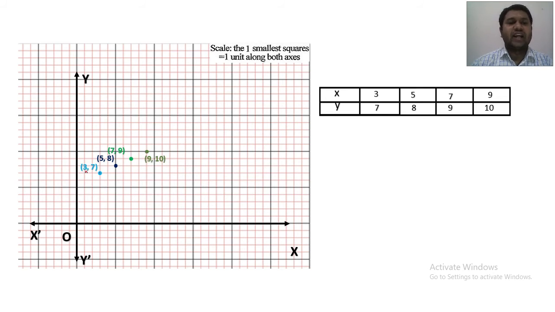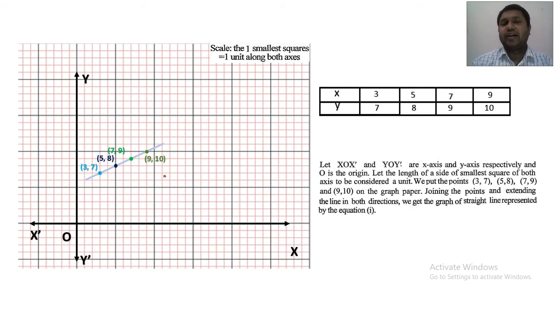So I think you understand how we plot the different coordinates on the graph paper, and if you join them, this is our straight line of equation 1. So what are we going to write? Look here, x dash, y dash are the x axis and y axis respectively, and O is the origin. Similarly, we put the points 3 comma 7, 5 comma 8, 7 comma 9 and 9 comma 10.